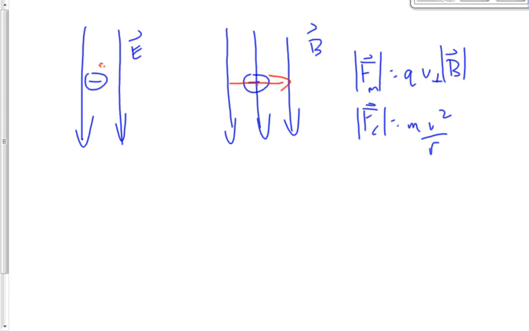Yeah, you actually don't find it on your data sheet. You have to either take it from acceleration is equal to v squared over r, and then acceleration is equal to F over m, combine the two, or you have to remember it. Okay, if you remember it, be careful.